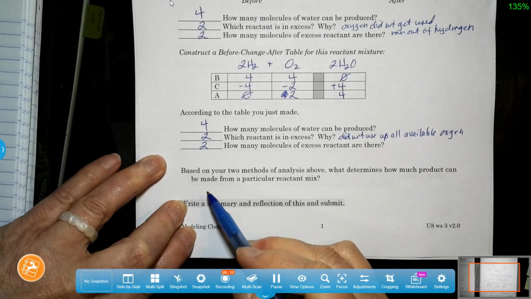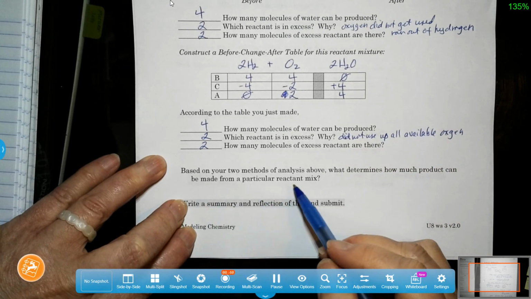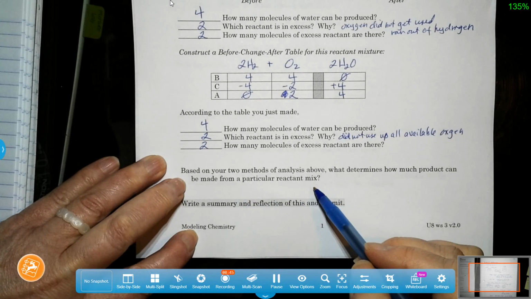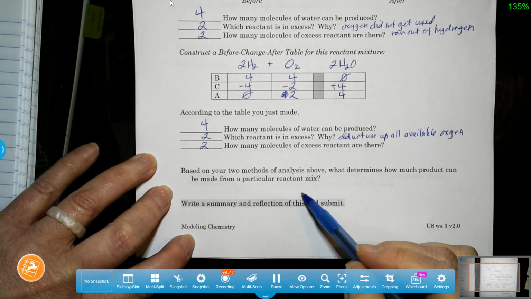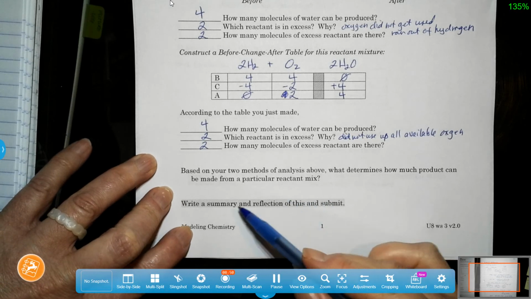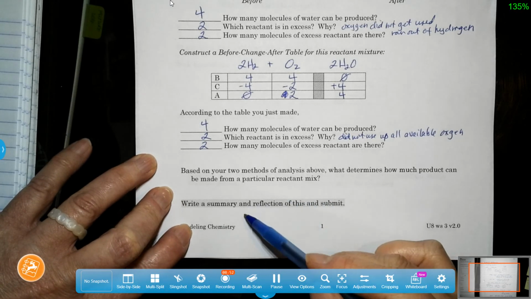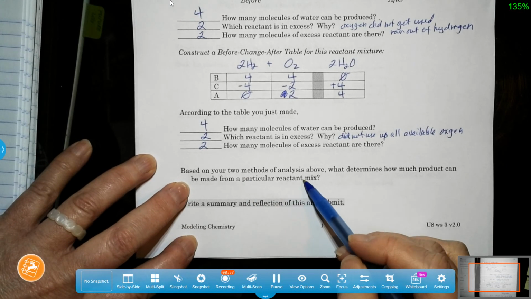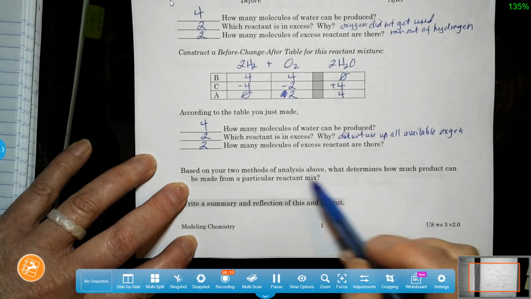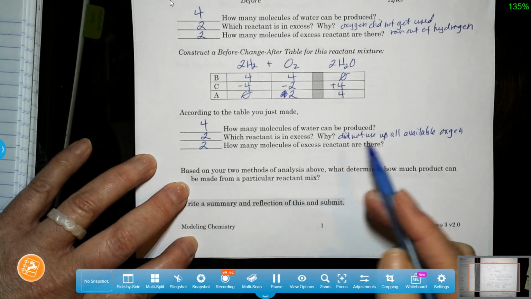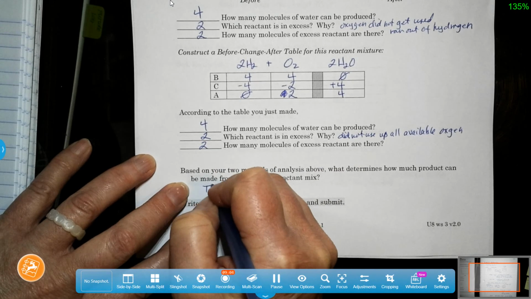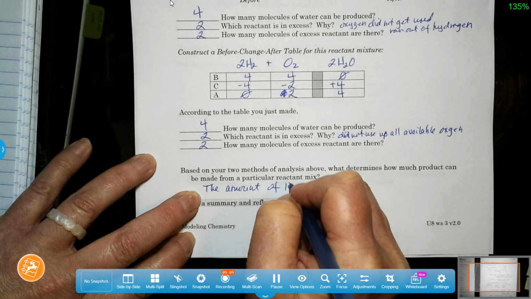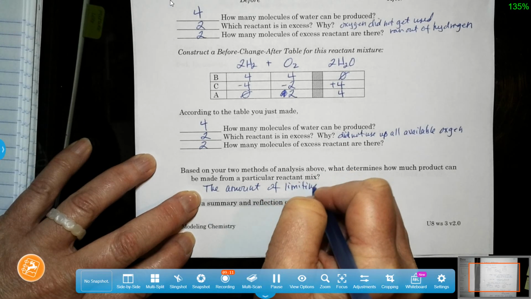All right, so based on your 2 methods of analysis above, what determines how much product can be made from a particular reactant mix? So I want you to answer this question. Oh, wait. Oh, I didn't highlight that one. Okay, never mind. I'll answer it. Based on your 2 methods of analysis, what determines how much product can be made from the particular reactant mix? And that is the amount of limiting reactant.